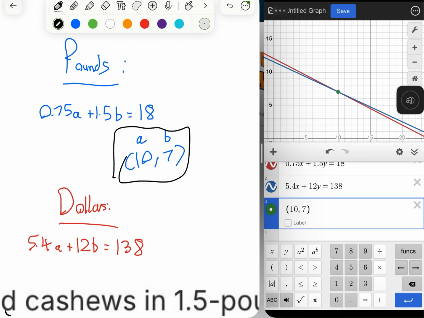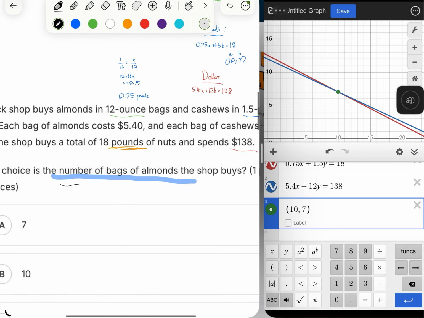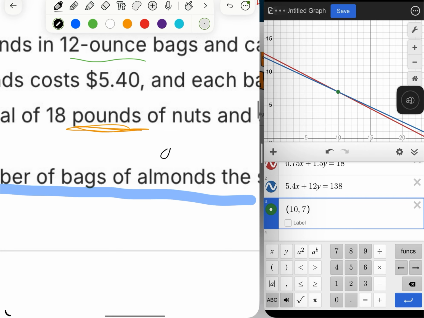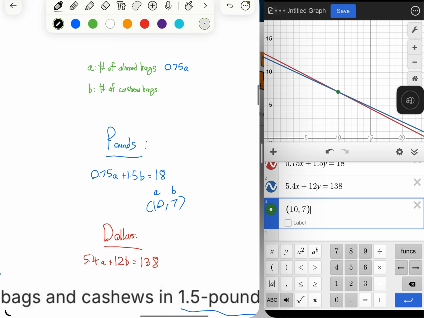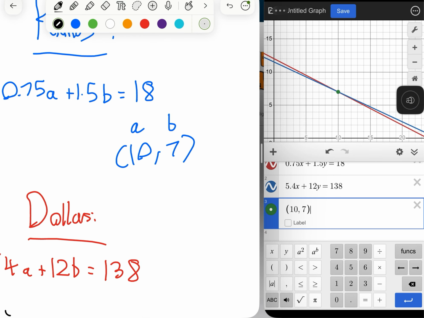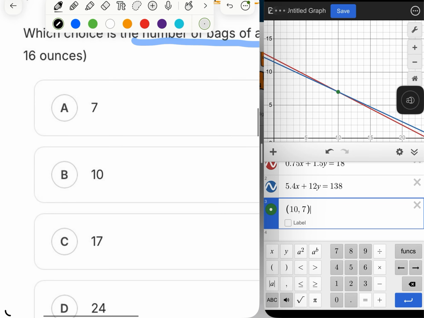Well, what are we trying to find? We're trying to find the number of almond bags. Remember, that was A. We're trying to find the value of A here. Well, that's just going to be 10. That's what we found. So A equals 10, and the answer choice here is B.